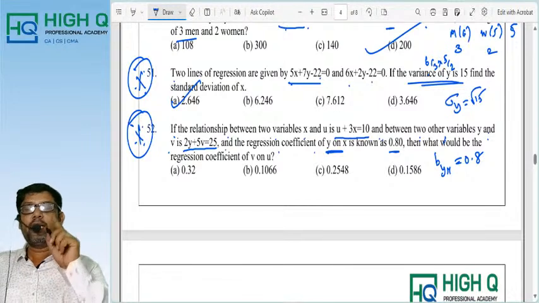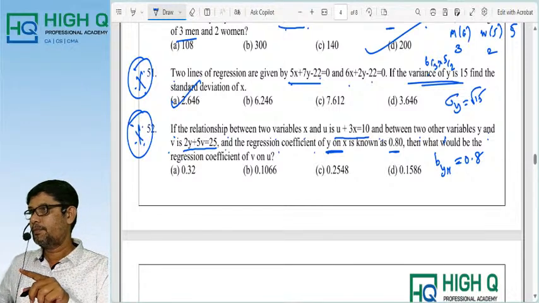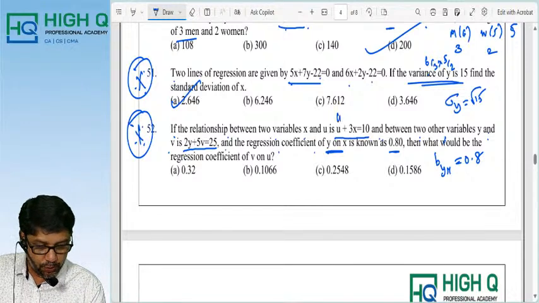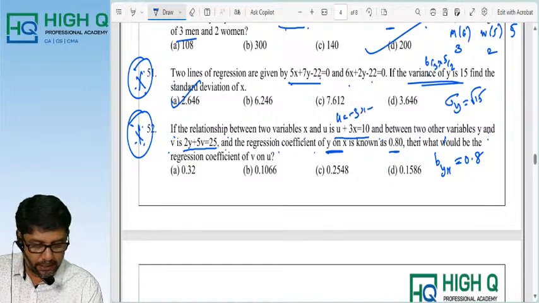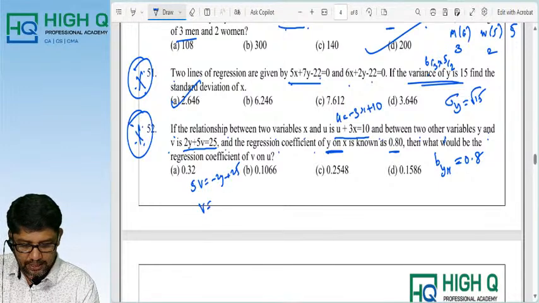Listen here, regression coefficients are only affected by what? Change of scale. Okay, so what is u equal to? Minus 3x plus 10. What is v equal to? So 5v is minus 2y plus 25. What is v equal to? Minus 2 by 5 y plus 25 by 5.